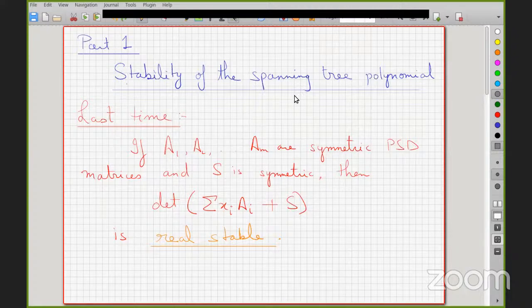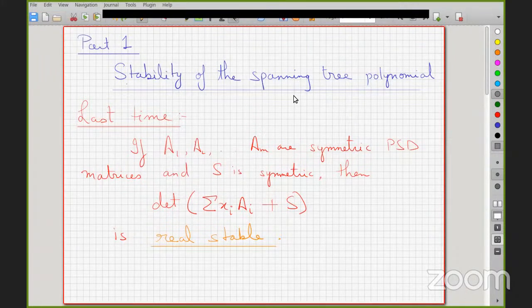Last time we started looking at the stability of the spanning tree polynomial, and we ended with the following lemma, which said that if A1 to An are symmetric PSD matrices and S is just some symmetric matrix, then this polynomial, which is the determinant of S plus the summation of xi times Ai, summed from i going from 1 to n, is real stable.